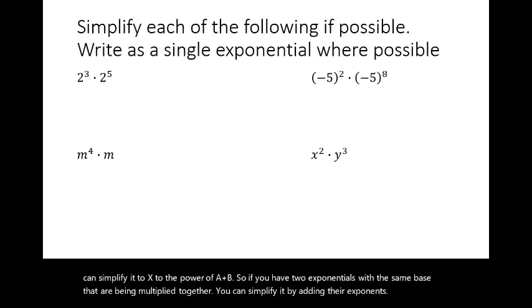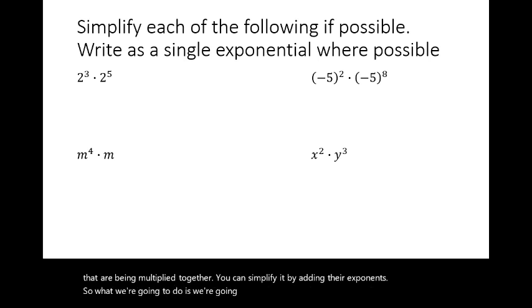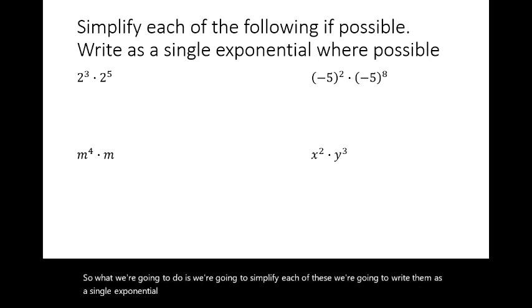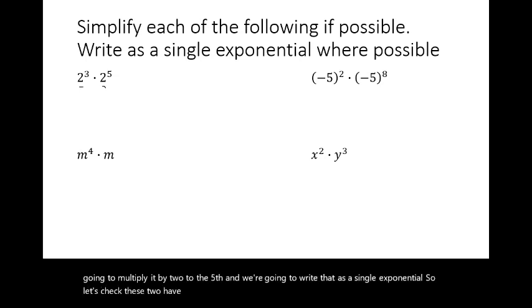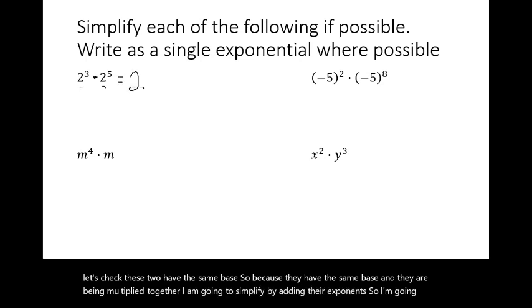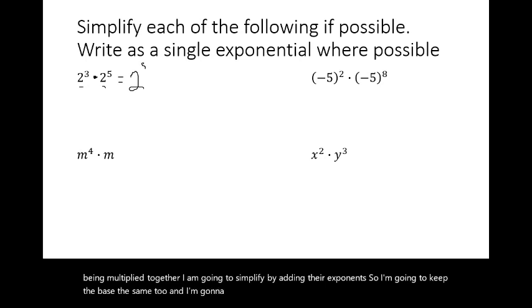So what we're going to do is simplify each of these, and write them as a single exponential if possible. So we're going to take the expression 2 to the third and multiply it by 2 to the fifth, and write that as a single exponential. So let's check. These two have the same base. Because they have the same base and they are being multiplied together, I am going to simplify by adding their exponents. So I'm going to keep the base the same, 2, and I'm going to add the exponents. 3 plus 5 gives you 8.